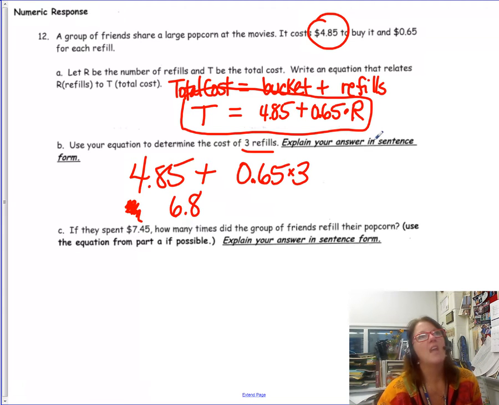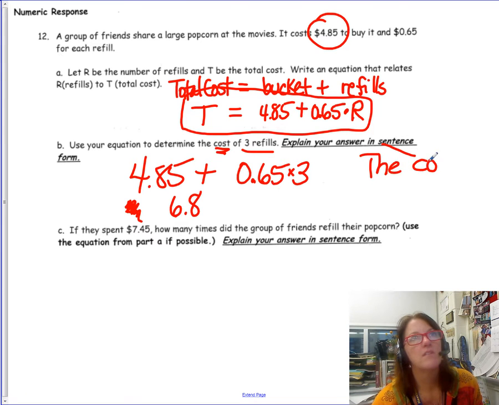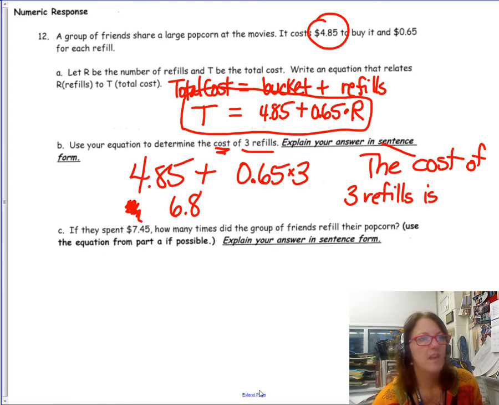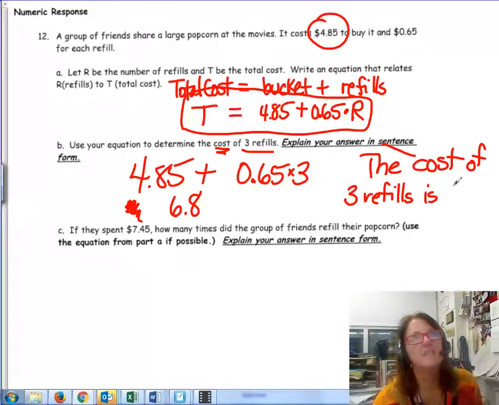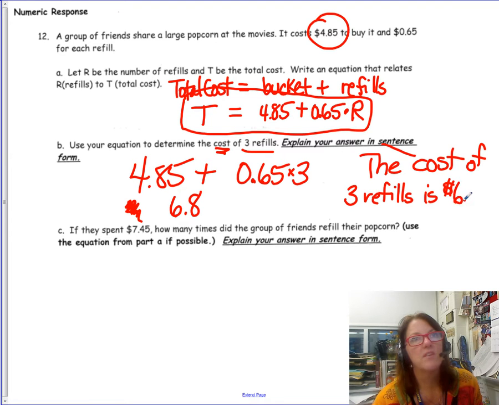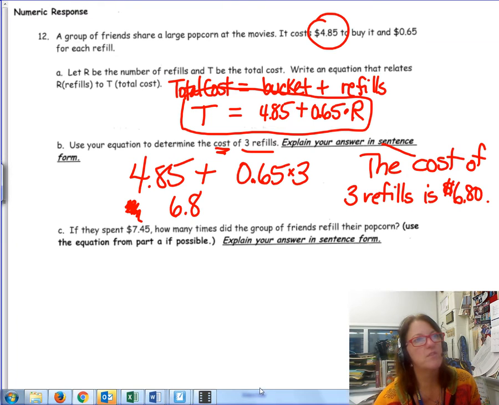Hold your horses though. I want this in sentence form. And this is actually the cost, the money. You typically don't write 6.8 as money. So let's say the cost of 3 refills is, and I'm not going to say 6.8, I'm going to say $6.80. This is the bucket. Then I got 3 refills. You can't just go get refills if you didn't buy the bucket first.